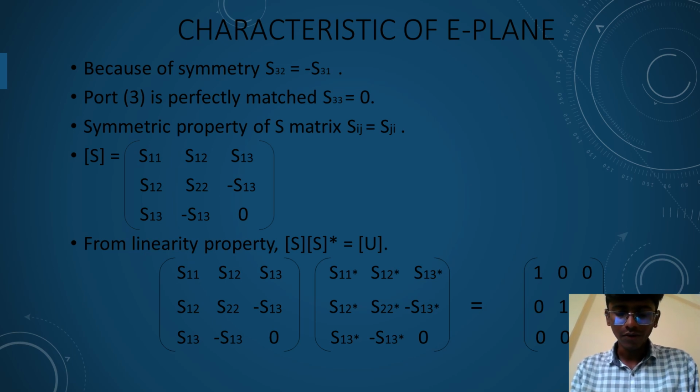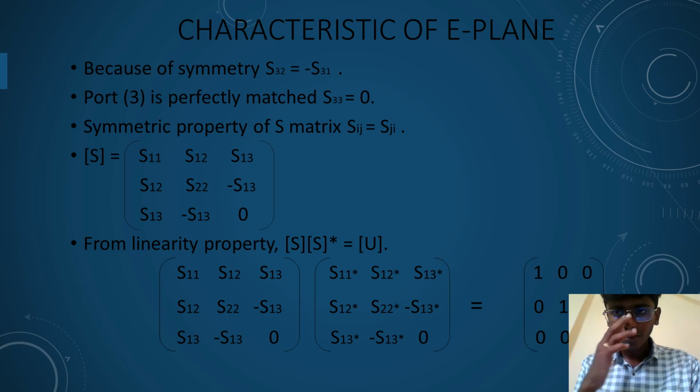Port 3 is perfectly matched. So as port 3 is perfectly matched, we are giving here S33 is equal to 0. Symmetric property of the S matrix: Sij is equal to Sji, as we discussed earlier, Sxy is equal to Syx. We all know the matrix is S11 S12 S13, S21 S22 minus S13, S13 minus S13 0. This is the matrix of S.